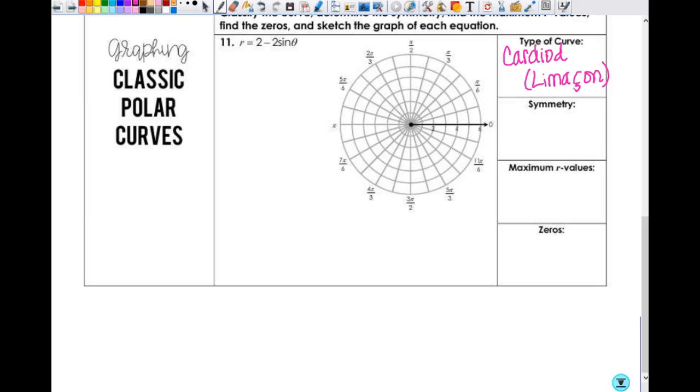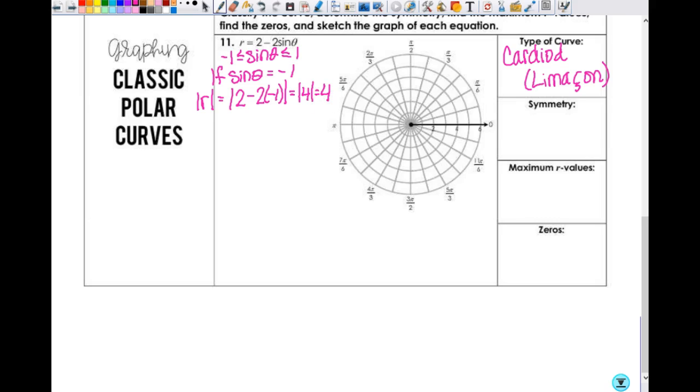But all right, so the first thing I'm going to do is not symmetry, because that was a lot of work that maybe I can avoid. But I can't guess at my maximum R values, right? So I need to figure those out. Remember, to do that, we said that -1 is less than or equal to the sine of theta, which is less than or equal to 1. And then we say if sine theta is equal to -1, then the absolute value of r is equal to the absolute value of 2 minus 2 times a negative 1. So negative 2 times negative 1 is a positive 2. So this gives me the absolute value of 4, which is 4.